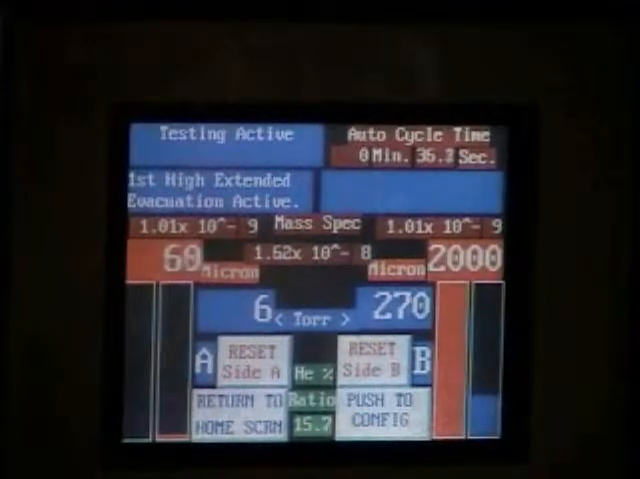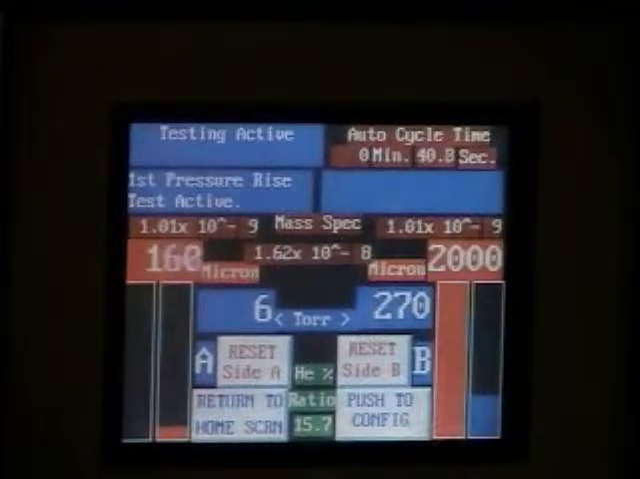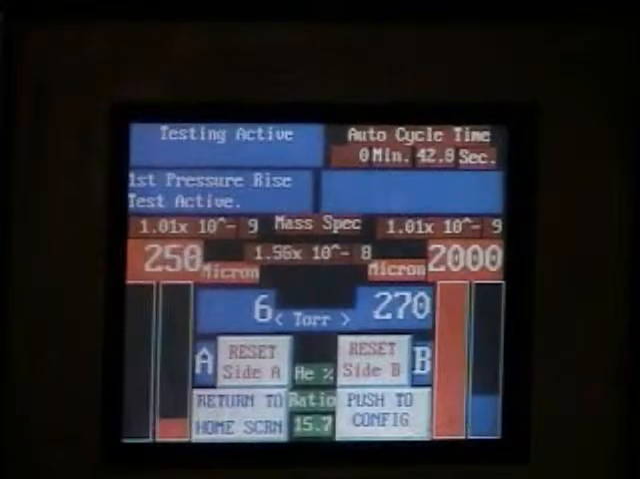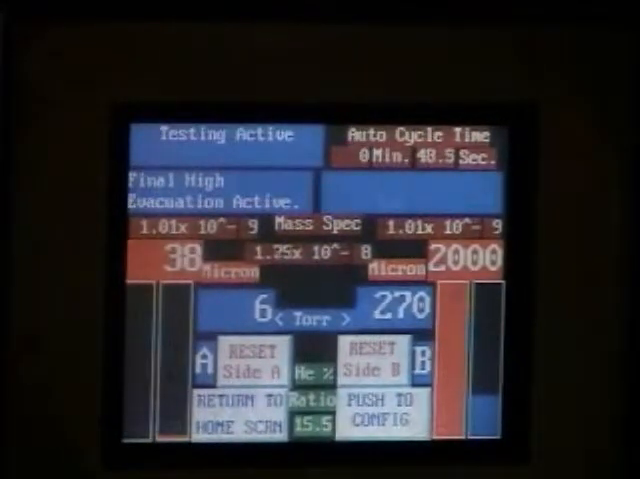Again, the background helium readout right now is 1.5 times 10 to the minus 8. We're in our first pressure rise test. We do perform 3 rise tests. Our final evacuation for 10 seconds.